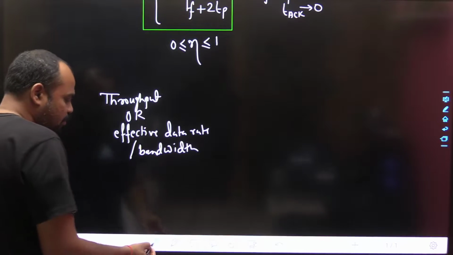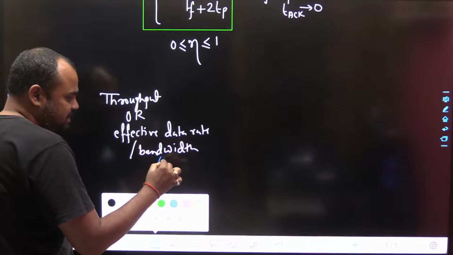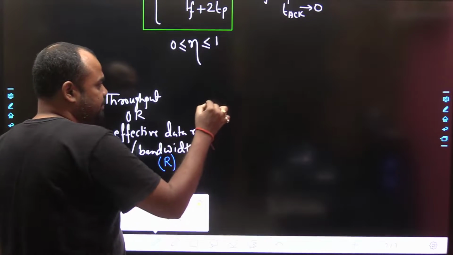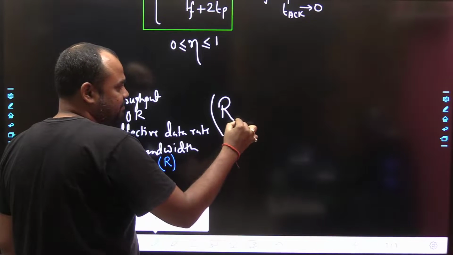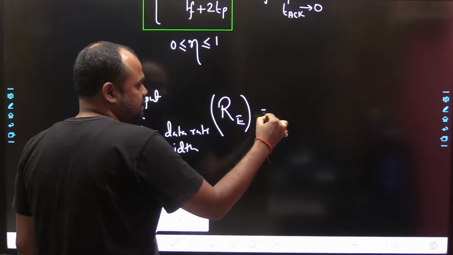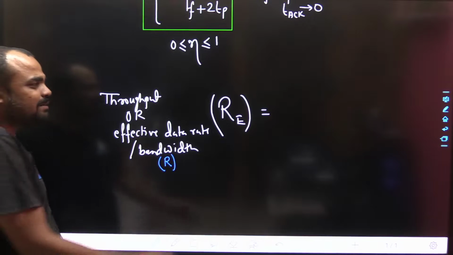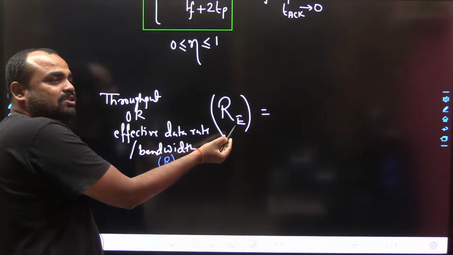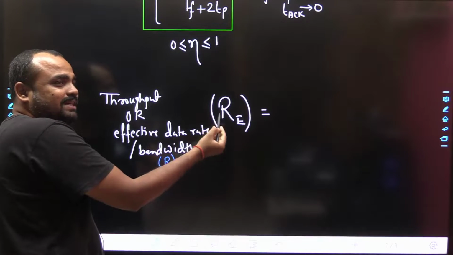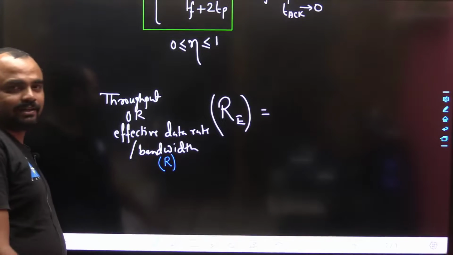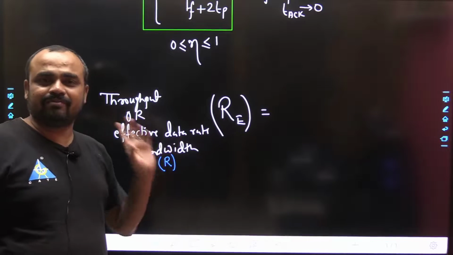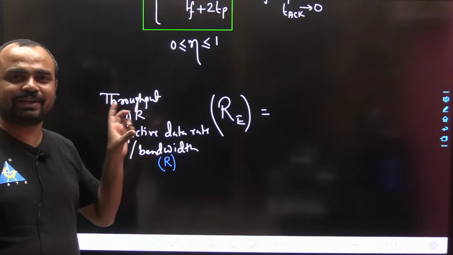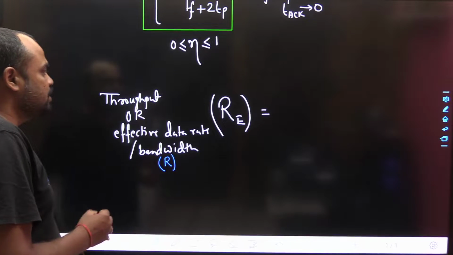So the bandwidth is represented by the capital R. So the effective throughput will be represented by this. So R means data rate, E means effective. So ultimately these things will represent the effective data rate, or you can say effective bandwidth. Okay, now you are able to understand the notation that I have used over here. Now let's see the throughput.